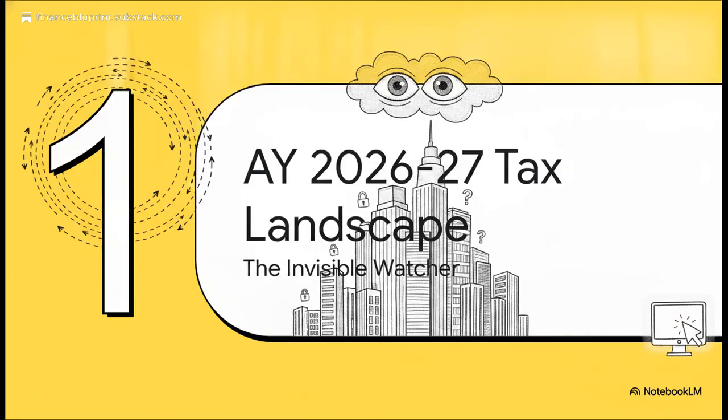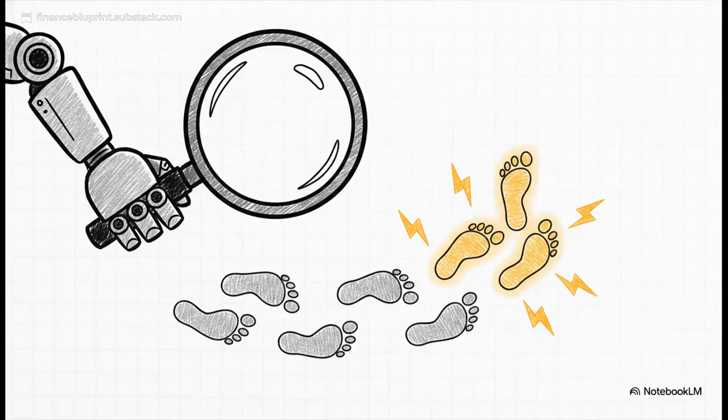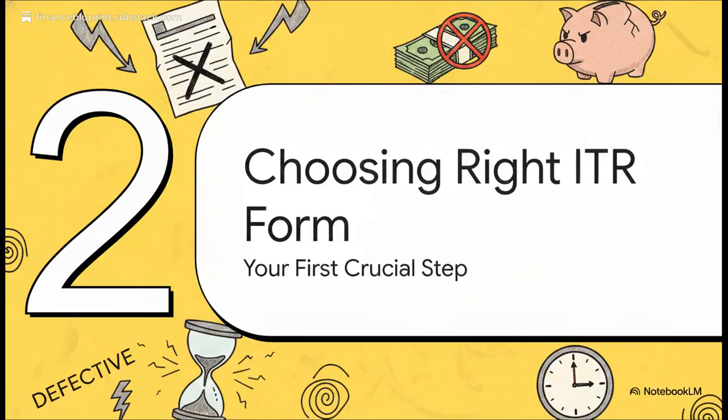Let's get to it. Starting right off with step 1, the AY 2026-27 tax landscape, or as I like to call it, the invisible watcher. Okay, so the crucial point here is that even though you're filing for income earned back in FY 2025-26, mistakes made in this transition year carry way heavier consequences. Why? Because the invisible watcher, the tax department's AI, already knows your financial footprint. The new act actually consolidates and renumbers the old sections, which means if your CA firm or your filing software is using outdated versions, you are going to hit immediate validation errors. The department isn't just looking at what you declare anymore, they're using advanced data analytics to look at exactly what you forgot to declare.